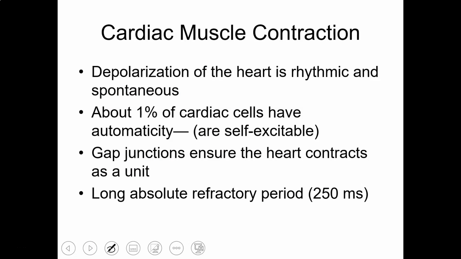Heart muscle contraction is spontaneous. It's autorhythmic. It's automatic. That's because there are pacemaker cells in the heart. They depolarize on their own. You don't need the brain to tell it to do this.